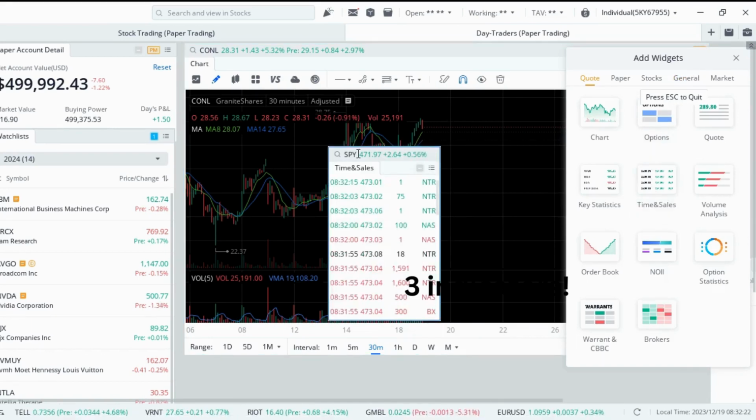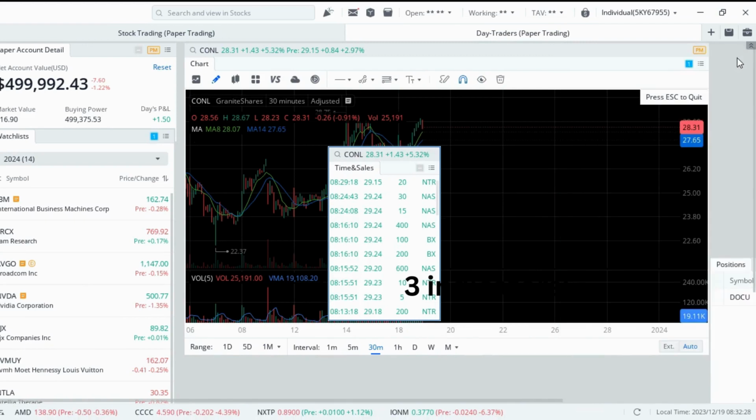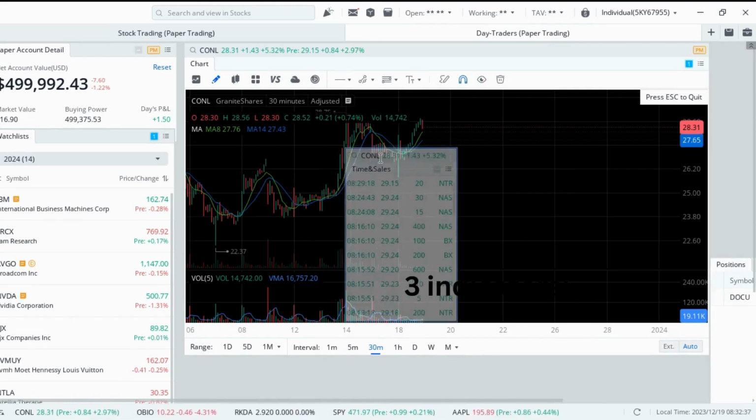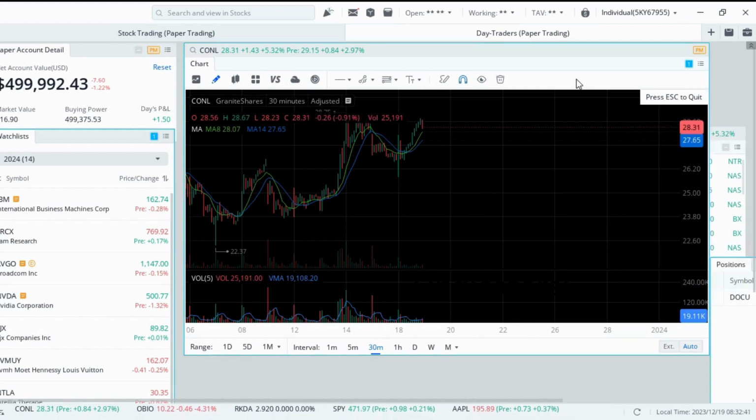So here we go. And just make sure you're on the right chart. Put in the chart ticker symbol. And you can see for this chart, Granite Shares, that we're looking at a ton of buy orders here versus sell orders. So this is a good thing when looking to see if that's something that we're going to actually place a trade for.